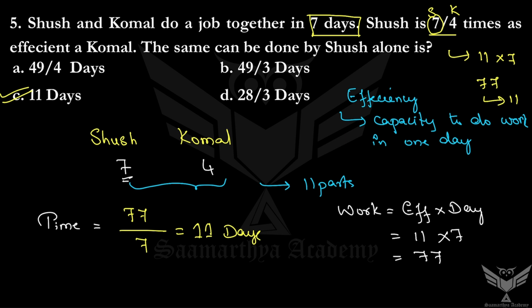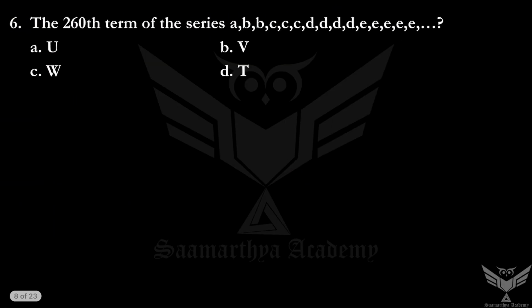The next question. This is one of the type of question which will repeat in multiple companies. The 260th term of the series A 1 time, B written 2 times, C 3 times, D 4 times, E 5 times. So basically the first letter is written 1 time, second letter twice, third letter thrice, fourth letter 4 times, fifth letter 5 times, and so on.